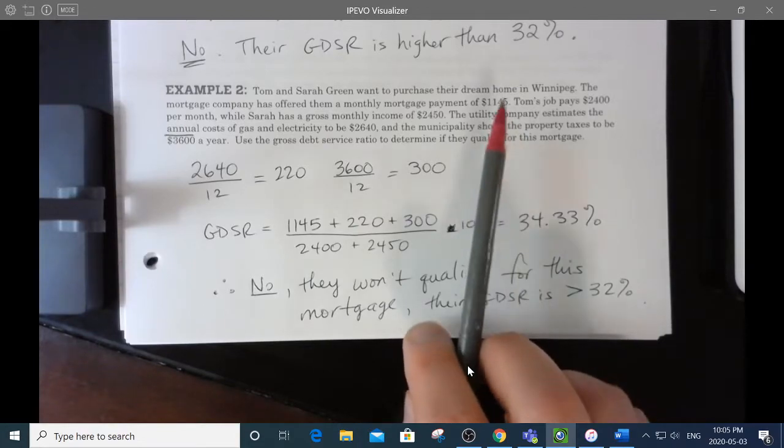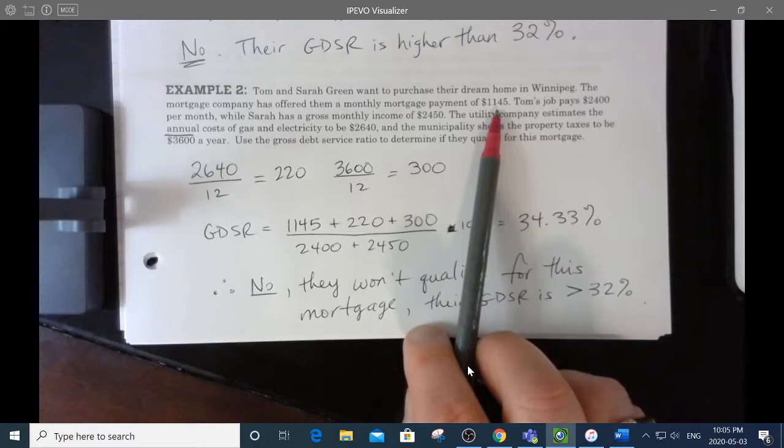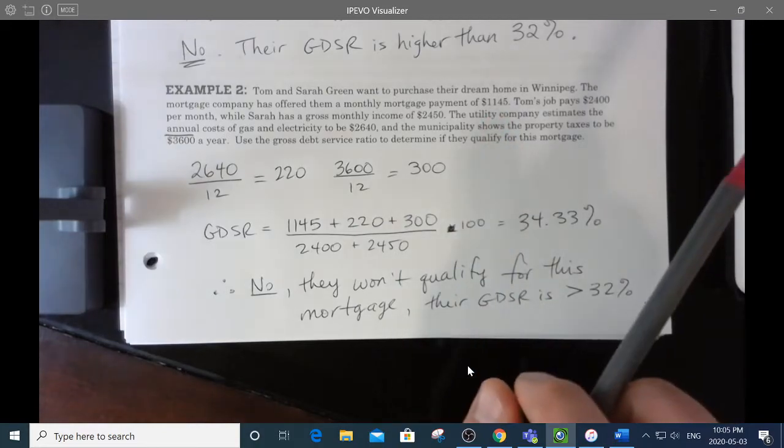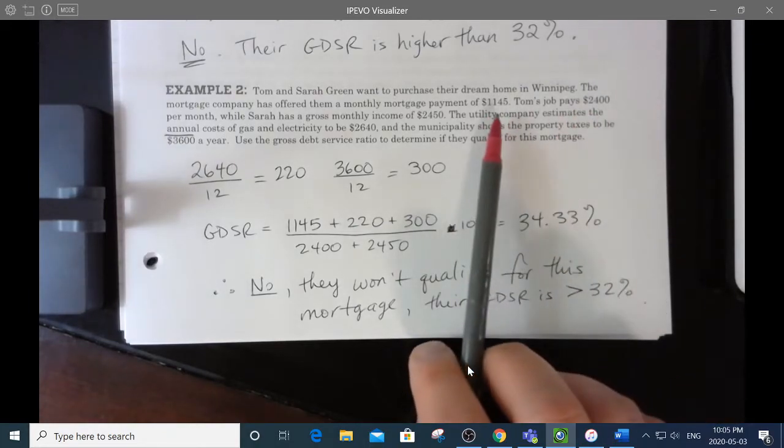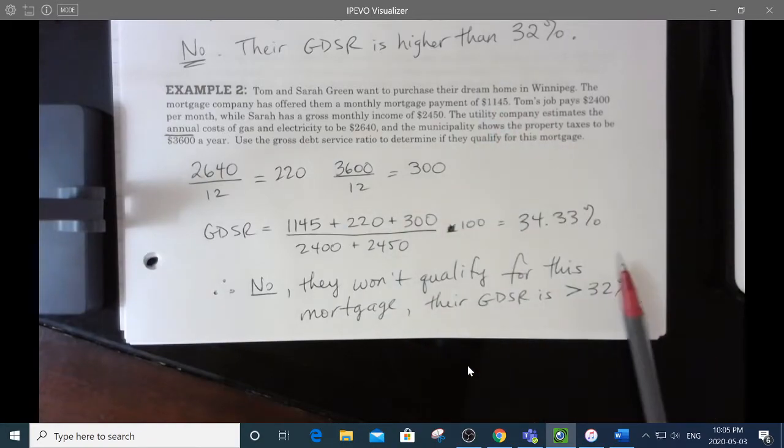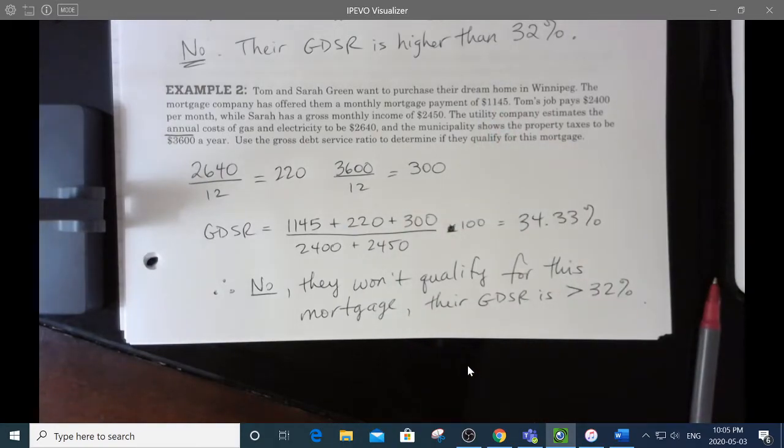They even could try something along the lines of just waiting and not buying a house right now and try to save up more of a down payment on the house to try to cut down on how big the mortgage payment is. But one way or the other, the bank will not get them that mortgage because their GDSR would be too high. And that's pretty much all there is to Lesson 4.